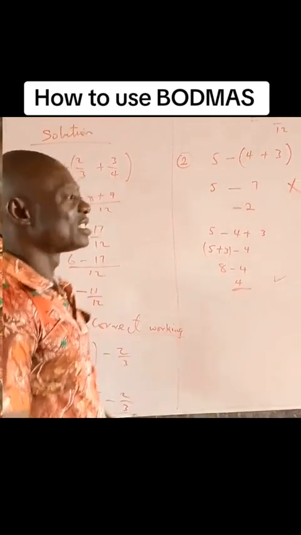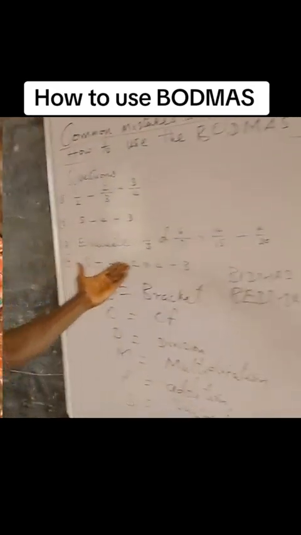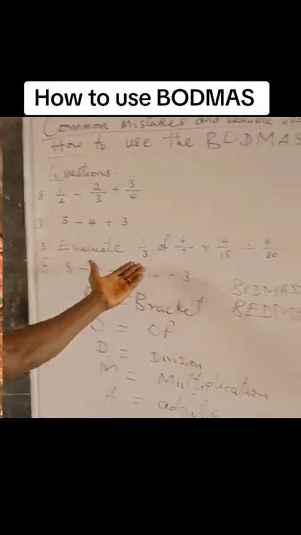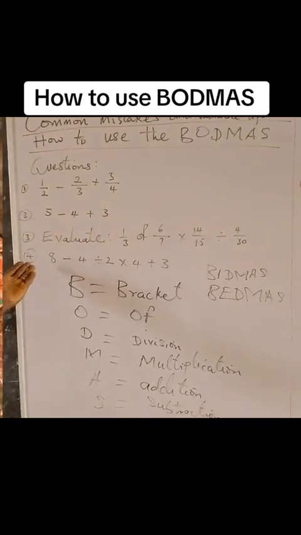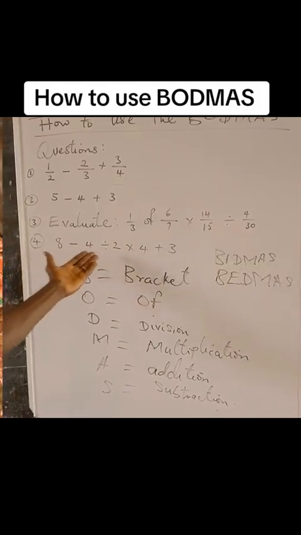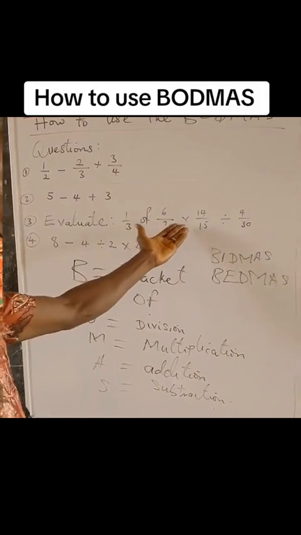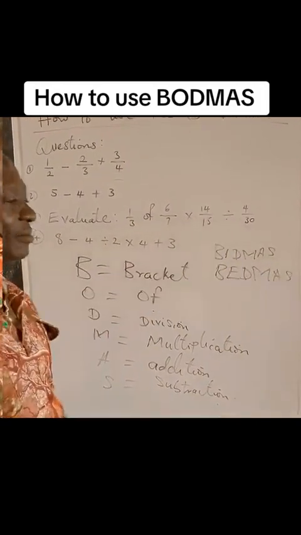Okay, that means we are going to extend that to other questions here. Because number 3 does not have a positive number, does not have plus or minus. We are not adding, we are not subtracting. Instead, we are finding off. We are multiplying, we are dividing.